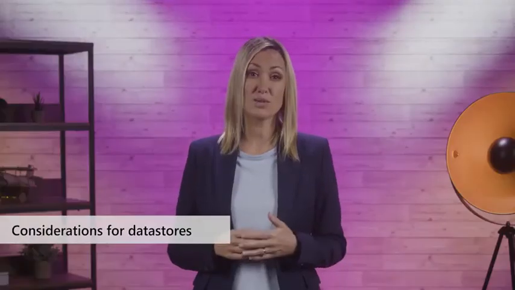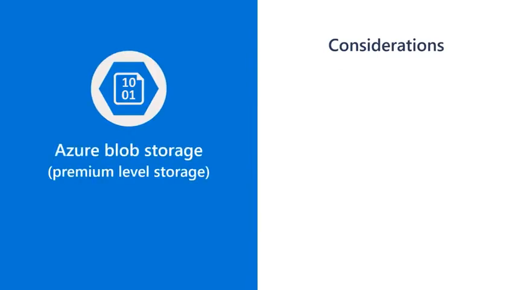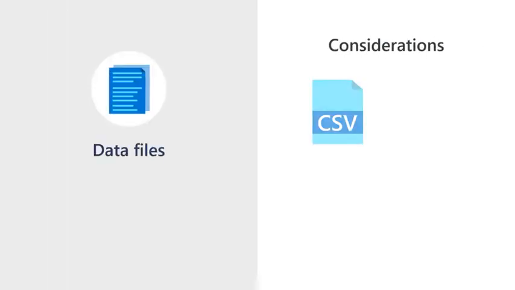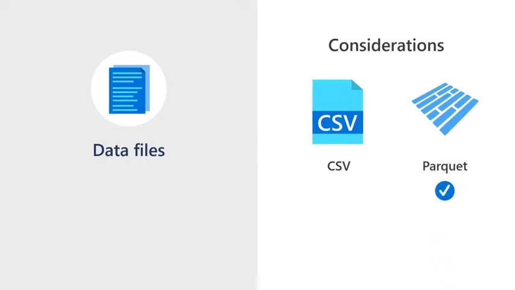When planning for data stores, consider the following guidelines. When using Azure Blob Storage, premium level storage may provide improved I/O performance for large datasets. However, this option will increase cost and may limit replication options for data redundancy. When working with data files, although CSV format is very common, Parquet format generally results in better performance.